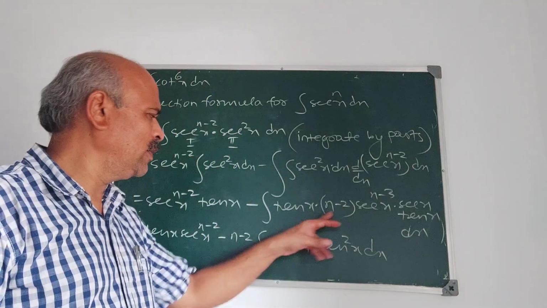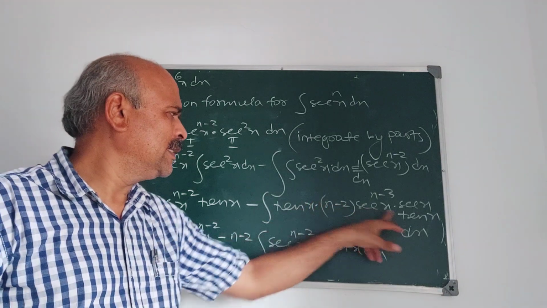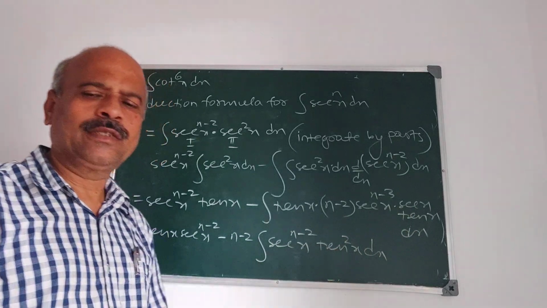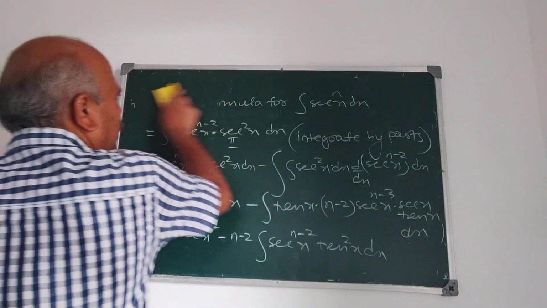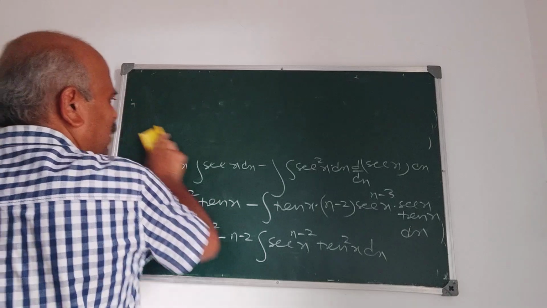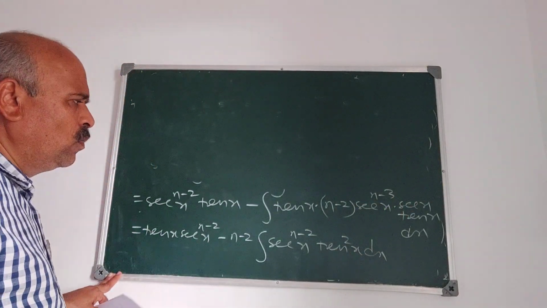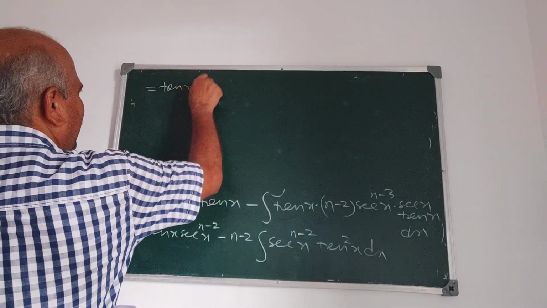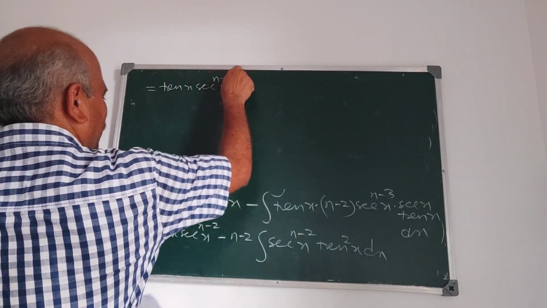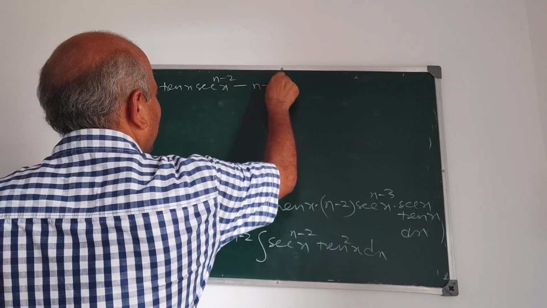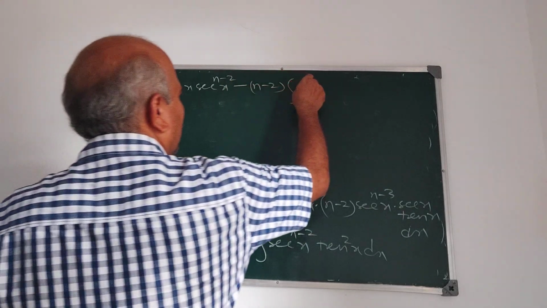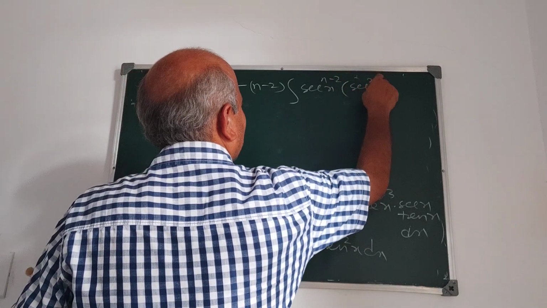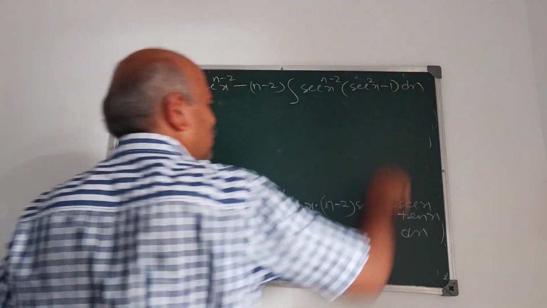Verify this step, it is correct, no? N minus 2 common, tan x into tan x, sec x raised to n minus 3 into sec x is sec x raised to n minus 2. Now one more step left here. We reduce tan square x, we write that as tan x sec x raised to n minus 2 minus n minus 2 integral sec x raised to n minus 2 into tan square x, which is secant square x minus 1, with respect to x.